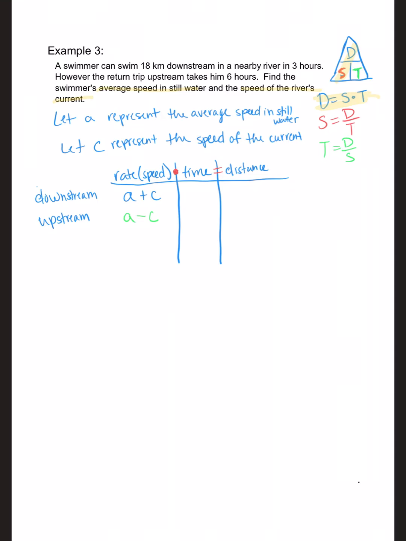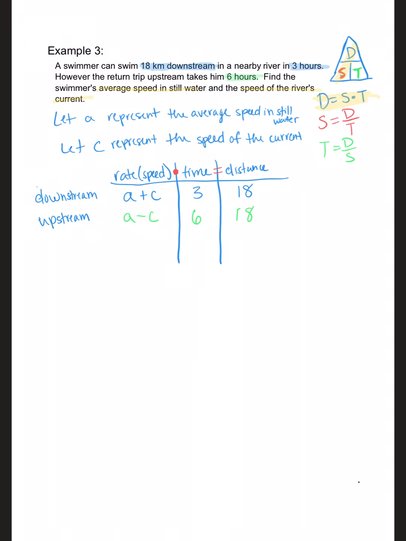All right, it says that the swimmer can swim 18 kilometers downstream in 3 hours. So let's highlight that: 18 kilometers downstream in 3 hours. So in 3 hours, they're traveling 18 kilometers. From there, it says the return trip, however, takes him 6 hours. So when he's going upstream, it's going to take 6 hours to go that same 18 kilometers.